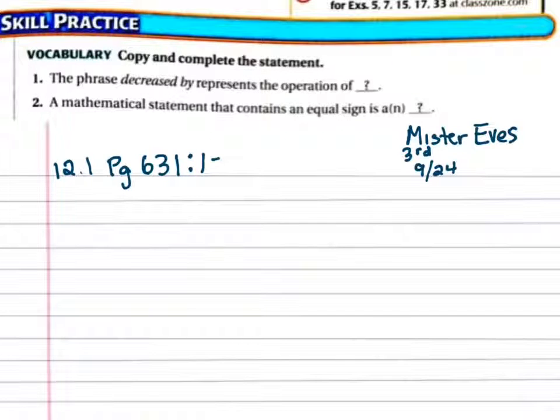So today we're going to start off on page 631. This is assignment 12.1, and we're dealing with expressions and equations. Jonah, will you read the first sentence for us right there on number 1?